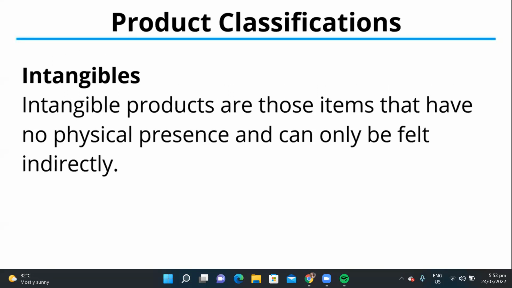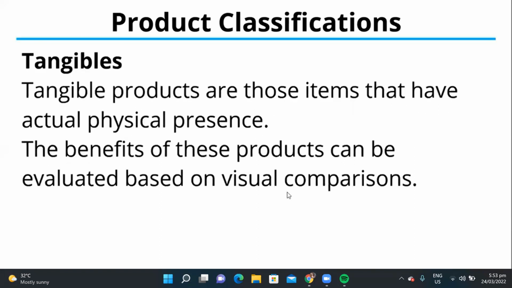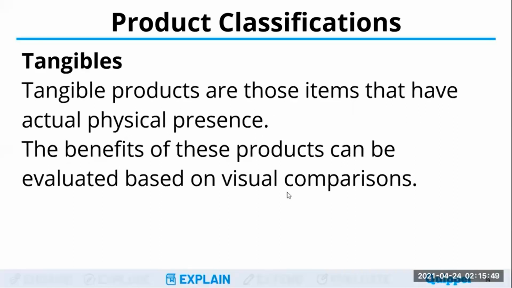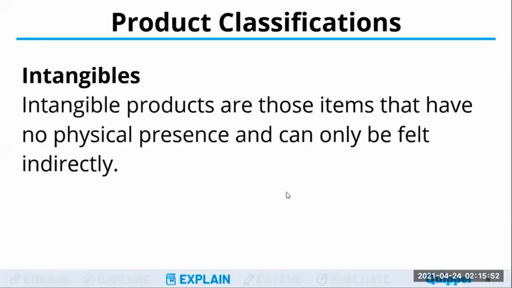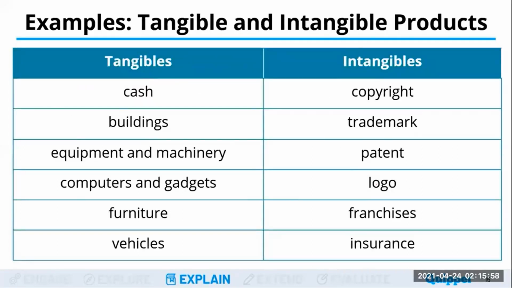So ito yung tinatawag nating service. Wala siyang physical item, hindi siya nahahawakan, pero napi-feel natin. So example nun, yung mga service. Yung tangible, ito talaga yung tinatawag na product, yung may item talaga, yung goods. And then yung intangibles, ito naman yung mga service. So we have here the samples of tangibles and intangibles. Cash, building, equipment, machinery, while the intangibles, the copyright, trademark, patent, logo, franchise, insurance, ganun siya. More likely, parang mga service, no?